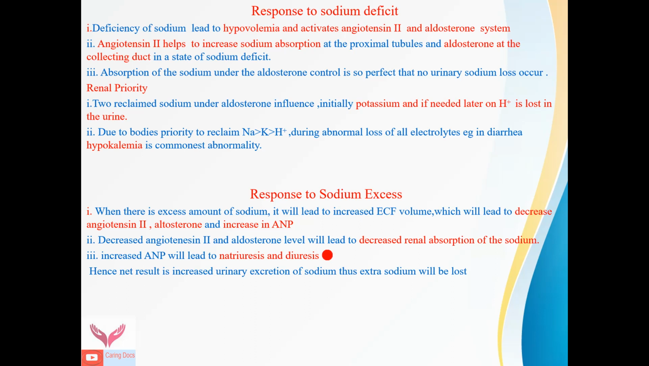Secondly, whenever there is sodium excess in the body, it leads to increased extracellular fluid volume, or we can say volume expansion states. There is increased secretion of the atrial natriuretic peptide. This atrial natriuretic peptide leads to natriuresis, that is loss of sodium, and diuresis, that is loss of water in the urine. In this way, the kidneys play an important role in maintaining the balance of sodium and water.